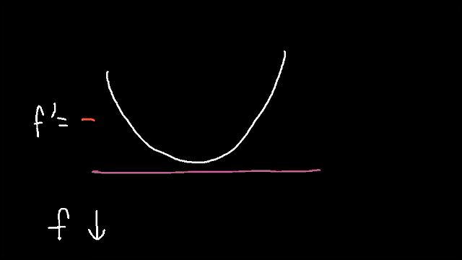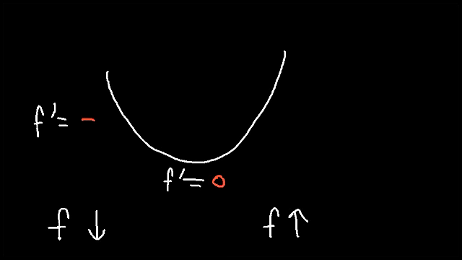Now here we have a local minimum. And notice that on the left side, the function is decreasing. Whenever the function decreases, the slope is negative, so the first derivative is negative. And then at the local minimum, we have a horizontal tangent line, so the slope is 0, which means f prime is equal to 0. And then on the right side, the function is increasing, so the first derivative is positive.